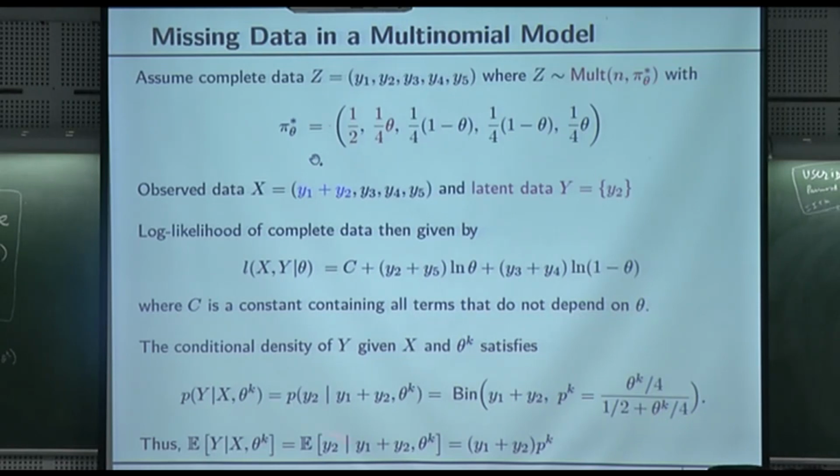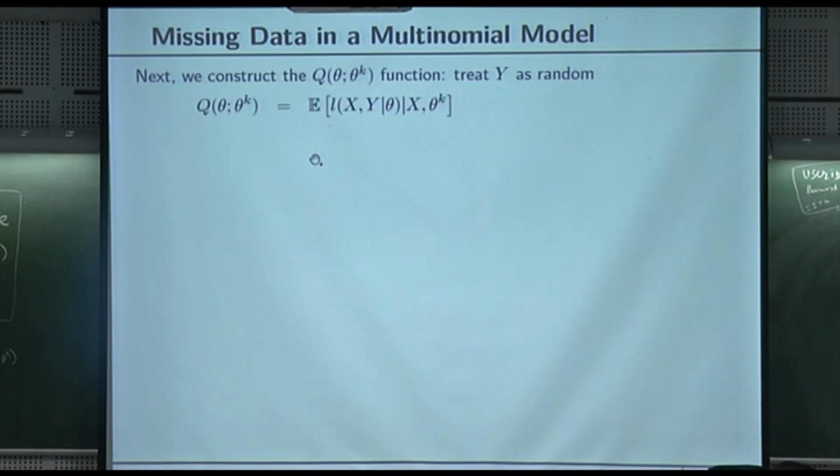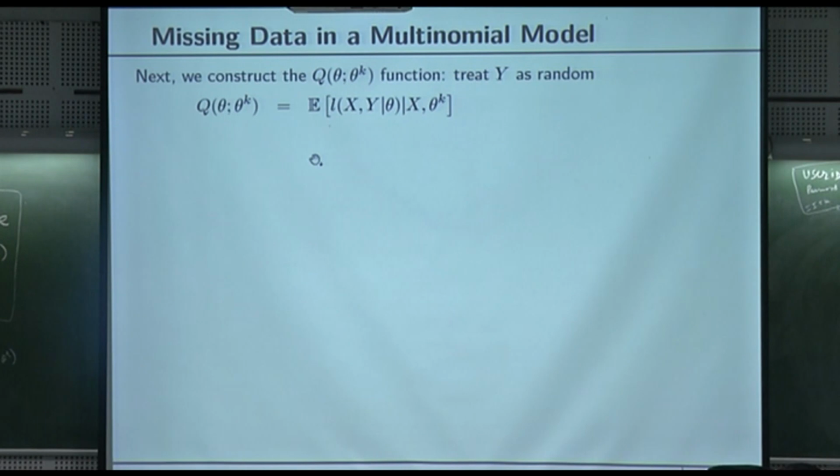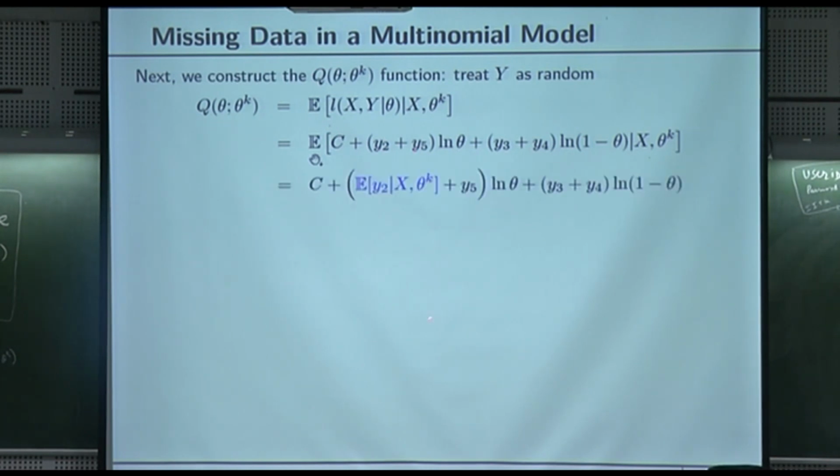What is the expected value of y2? It's just y1 plus y2 times this probability. Because it's a binomial distribution, the expected value of y2 given the information is nothing but the total number of coin tosses times the probability of a given coin toss. That's that quantity. So now I construct the complete log likelihood, which is this. Take the expectation of y2, everything else is already known. y2 I don't know, but y3, y4, y5 are known, so I take the expectation of that. And now the parameter estimation is pretty clear.